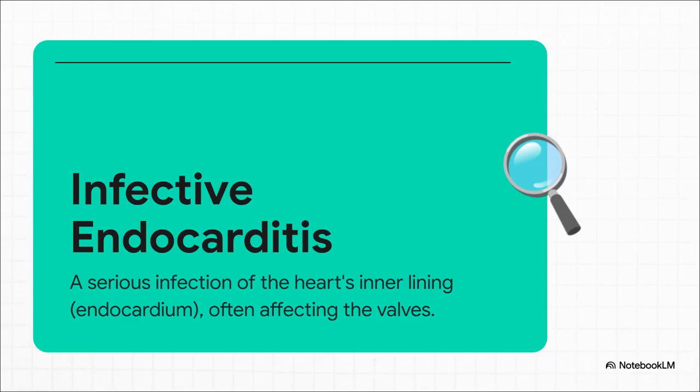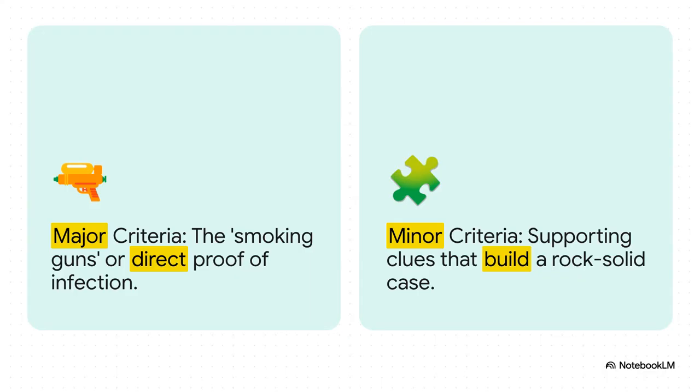Yeah, the stakes are incredibly high, which is why getting the diagnosis right and getting it right fast is just so important. And the Duke criteria framework is actually brilliant in its simplicity. It breaks all the evidence down into two main categories. First, you've got your major criteria. These are the smoking guns, the direct, undeniable proof. And then you have the minor criteria. These are all the supporting clues, the circumstantial evidence that helps you build a rock-solid case.